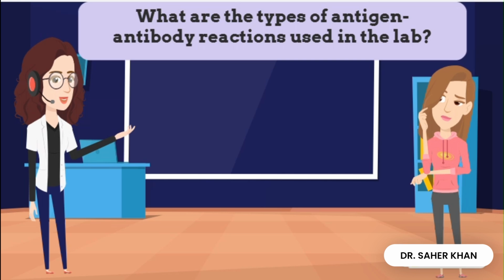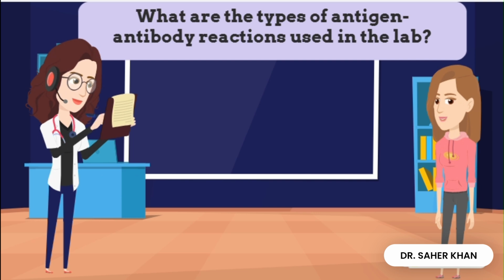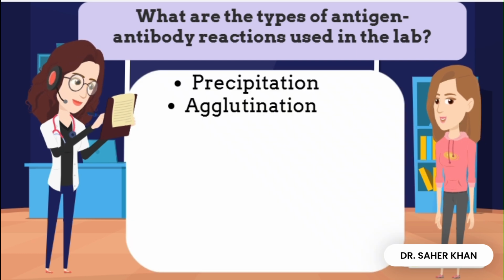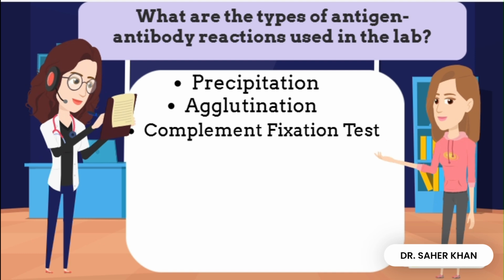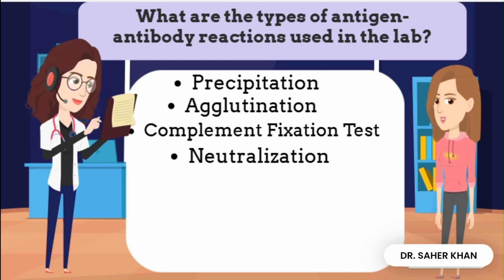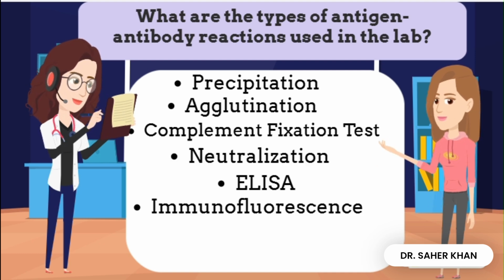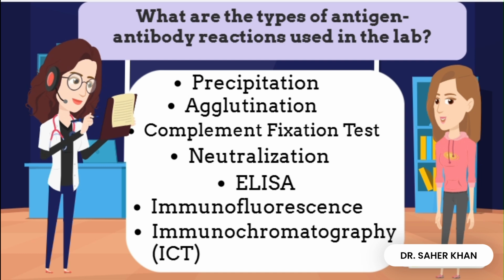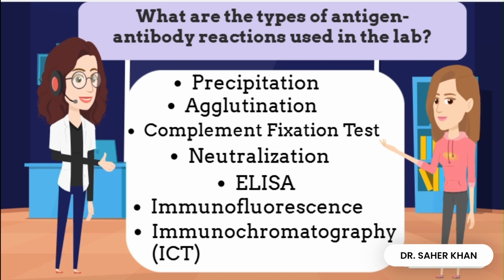Well, your next question. What are the types of antigen-antibody reactions used in the lab? There are several types of antigen-antibody reaction used in the laboratory. The main ones include precipitation reaction, agglutination, complement fixation, neutralization, ELISA, immunochromatography, and immunofluorescence. Well done.